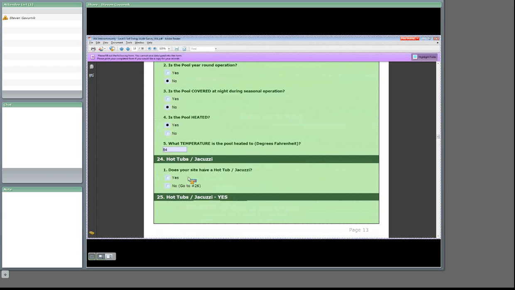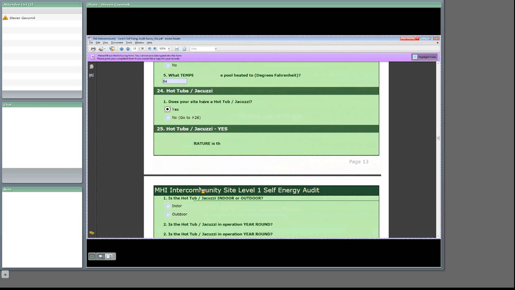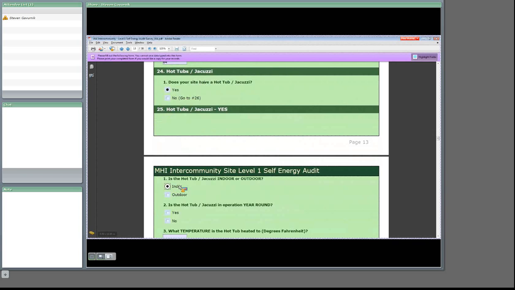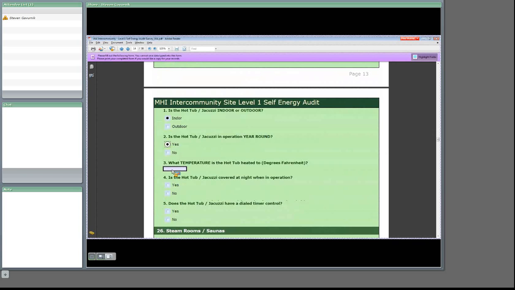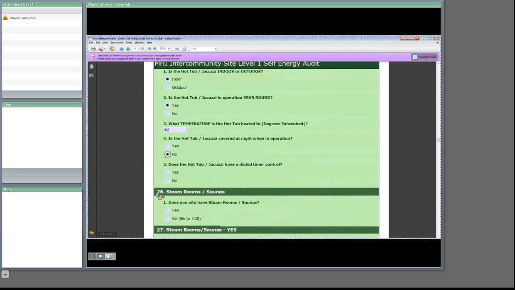Next section is for the few sites that do have hot tubs or jacuzzis. Do you have one? If you answer no, go to section 26. Otherwise, answer the following questions: whether it's indoor or outdoor, whether it's year-round operation, what temperature that hot tub is kept at, and whether or not it is covered at night when it's not in use. And the last question related to that is whether or not it has a dial timer or some type of timer that times out when in use for a period of time.